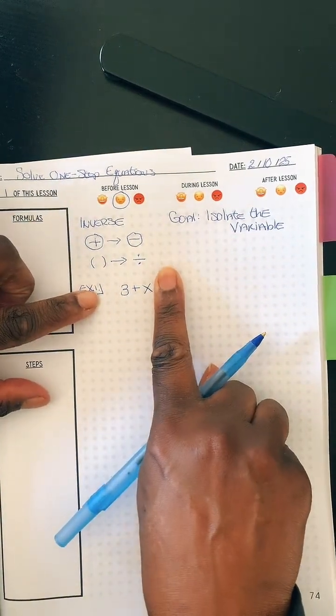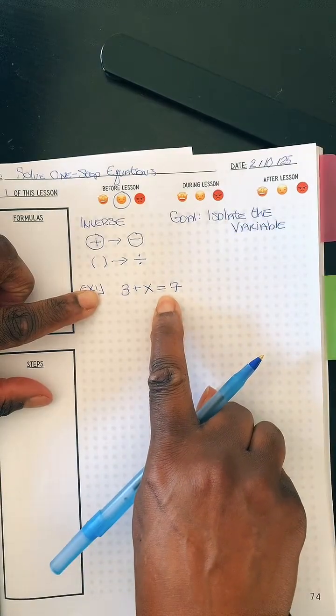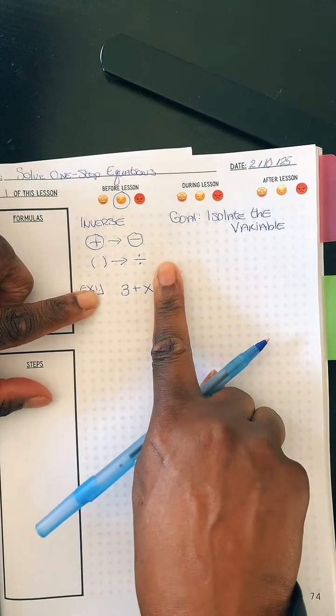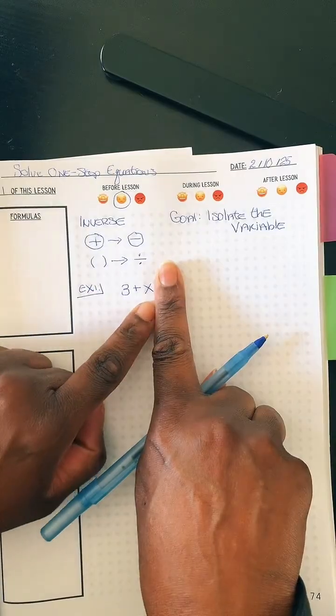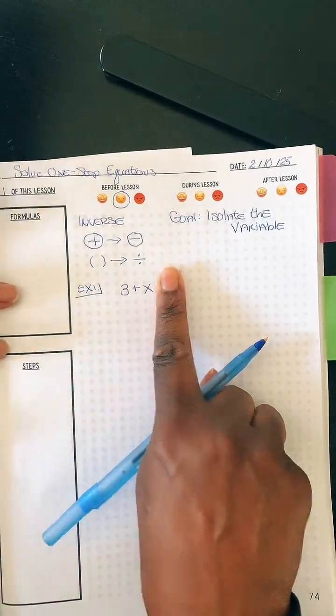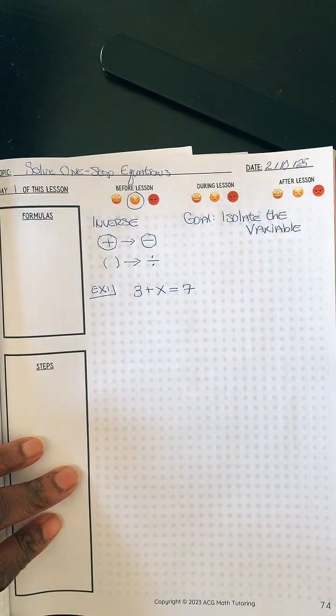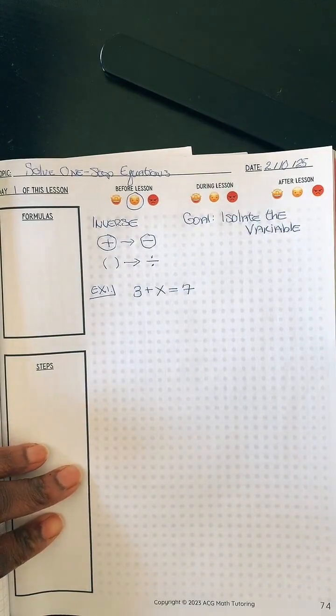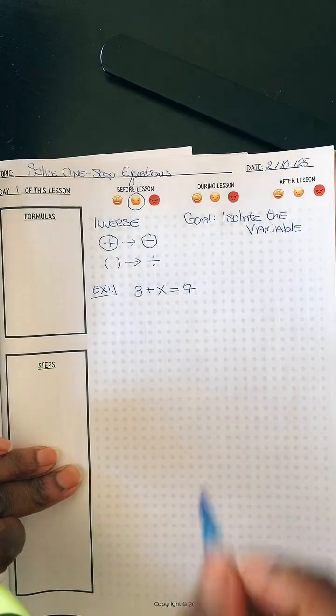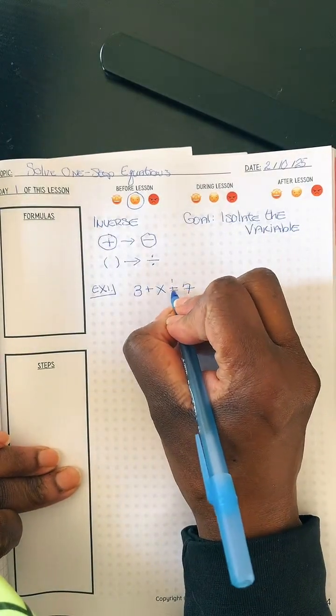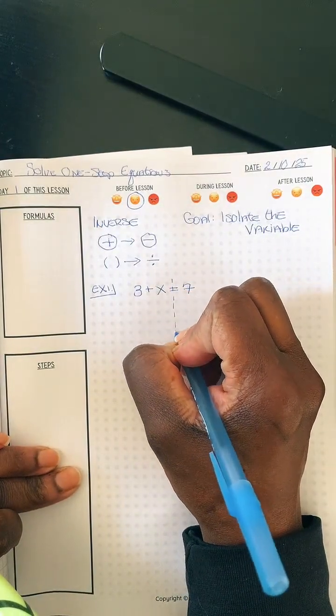When we have an equal sign, that's going to be an equation. If there isn't an equal sign, it's called an expression. So we want to find out what this unknown variable x is. So we want to get x by itself on that same side of the equal sign.